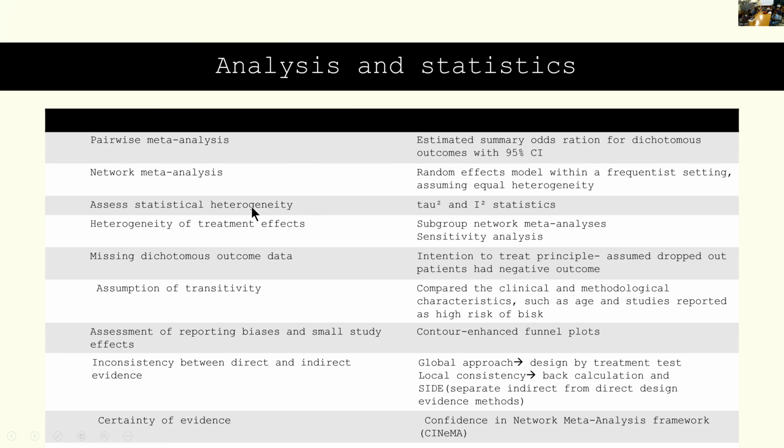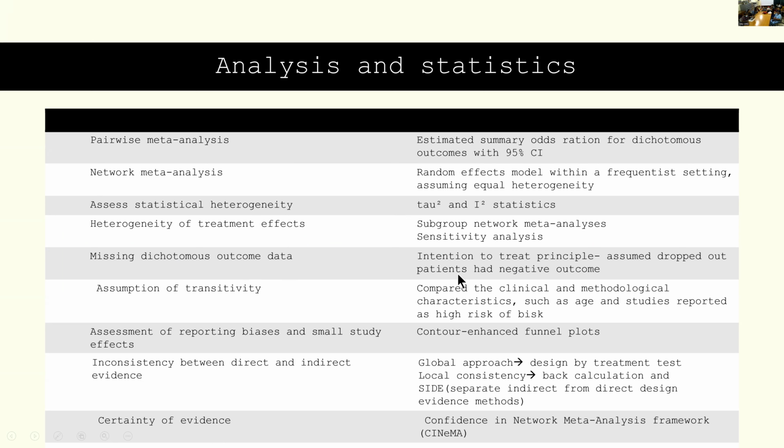How do they assess statistical heterogeneity? They did tau square as well as I-square statistics. And they assess heterogeneity of treatment effects by doing subgroup network meta-analysis, and they've also done sensitivity analysis to explain any heterogeneity. What do they do with missing dichotomous outcome data?